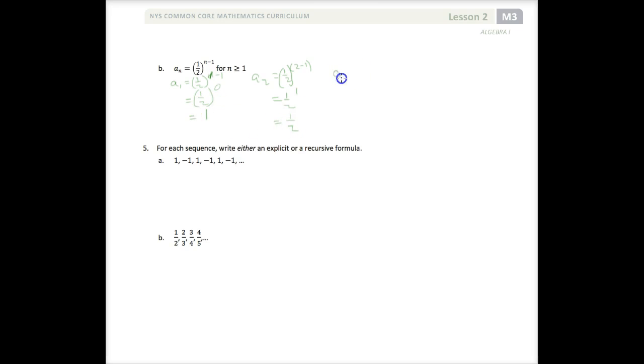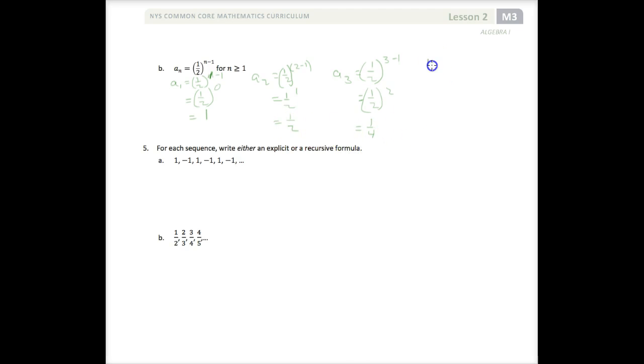Let's do one more. A3 is going to be 1/2, and then 3 minus 1. So that's 1/2 quantity squared. And that is 1/4, 1/2 times 1/2. So we see that it's getting a little smaller.